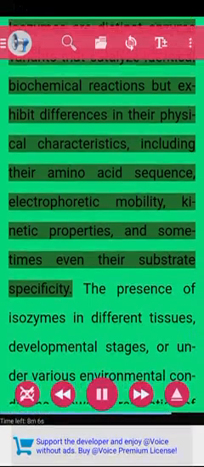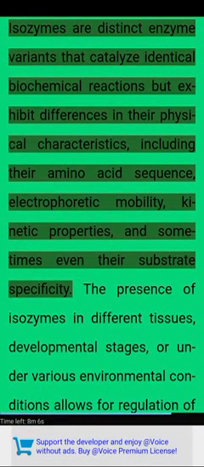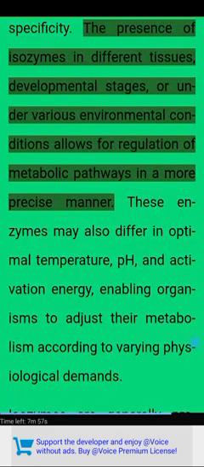Isozymes are distinct enzyme variants that catalyze identical biochemical reactions but exhibit differences in their physical characteristics, including their amino acid sequence, electrophoretic mobility, kinetic properties, and sometimes even their substrate specificity. The presence of isozymes in different tissues, developmental stages, or under various environmental conditions allows for regulation of metabolic pathways in a more precise manner.